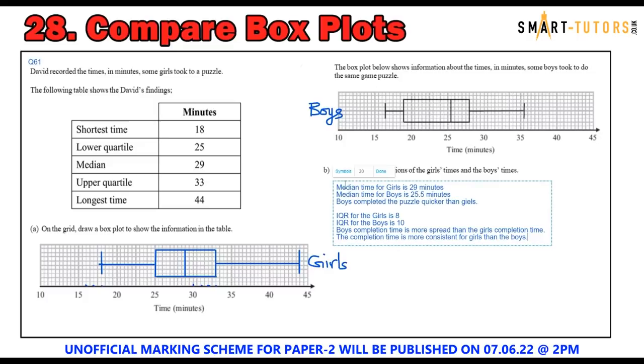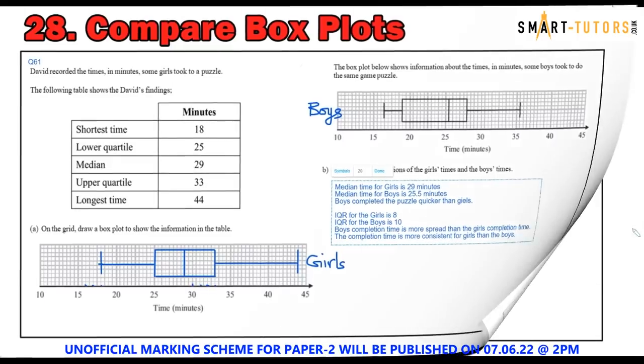What I'm making a point of is, in your exam, if there are two box plots for comparison and one box plot has a smaller width than the other, the one with the smaller width is more consistent than the wider one. You've got to use that technical term, spread out. More spread out means less consistent. Narrow box plot means more consistent. So use this word to get the mark. So that is topic 28, comparing box plots.